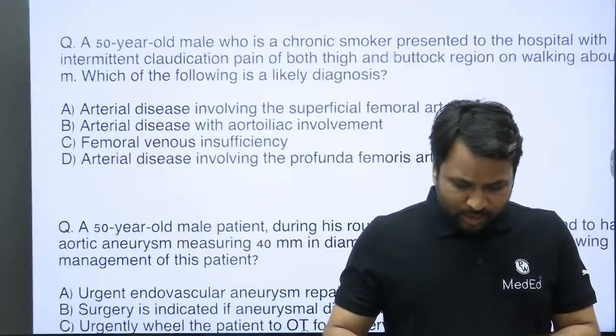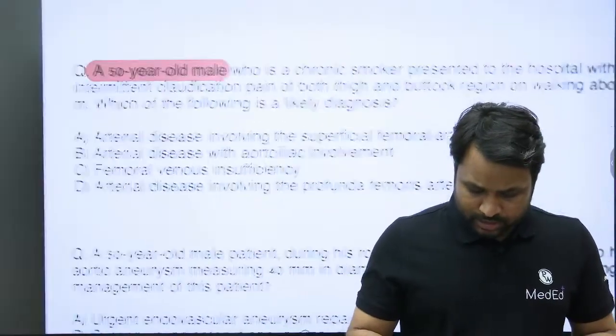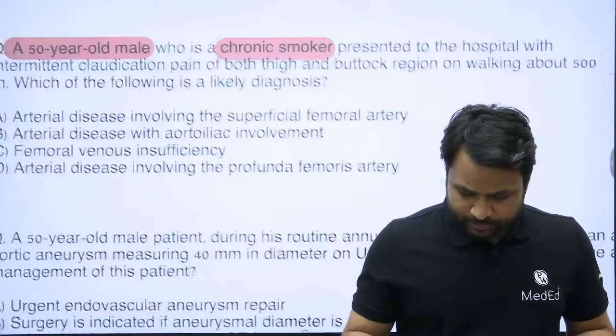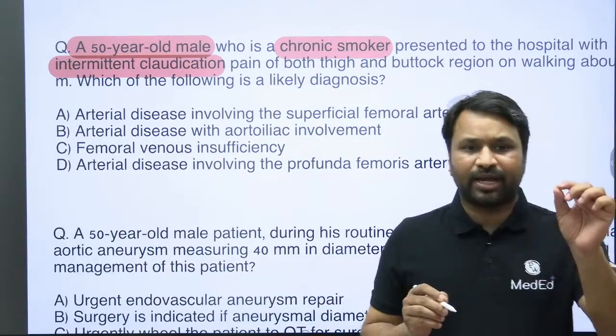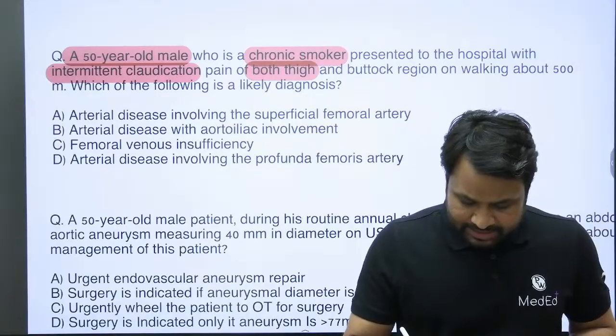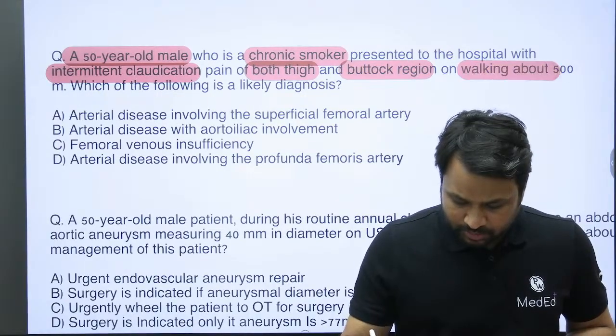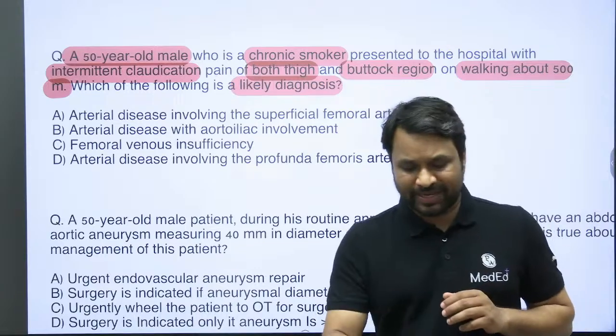Now, going on to the second question. I have a 50-year-old male patient who is a chronic smoker, presenting to the hospital with intermittent claudication. The pain is present in both the thighs and the buttocks on walking about 500 meters. What is the likely diagnosis? He's basically asking, based upon the level of occlusion, can you predict it? We can very well predict it.